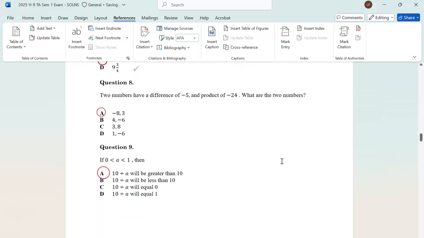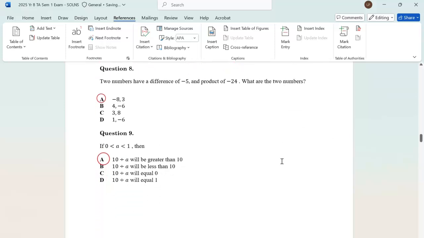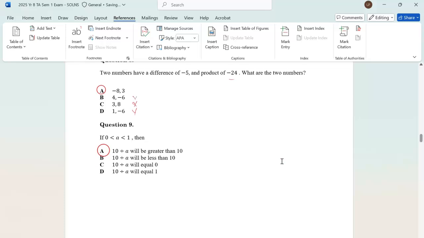Two numbers have a difference of negative 5 and a product. Product means multiply. So 1 and 6 don't multiply. 3 and 8 multiply, but they don't give you negative 24, so it can't be that one. 4 and 6, when added, do not give you negative 5, so it can't be that one. It has to be negative 8 and 3.